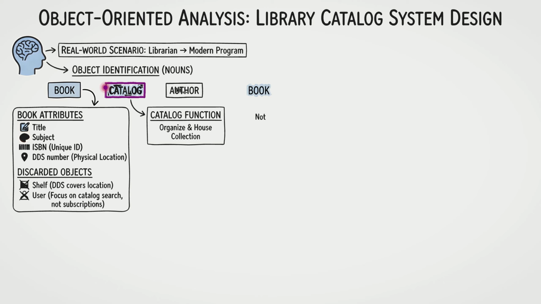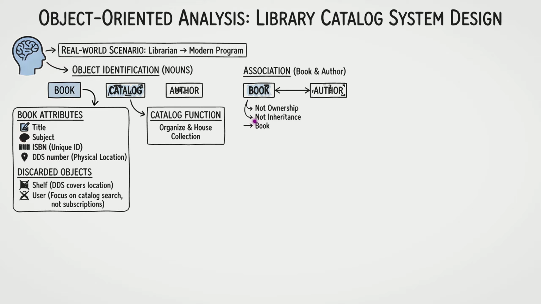Another core object is the catalog, which acts as a manager functioning to organize and house the entire collection. Now let's look at the relationship between a book and an author. Here we apply the concept of association. This means the two objects are related, but it is neither ownership nor inheritance. A book is obviously not an author, so it's not inheritance. And while a book has an author, the author exists independently of the book.